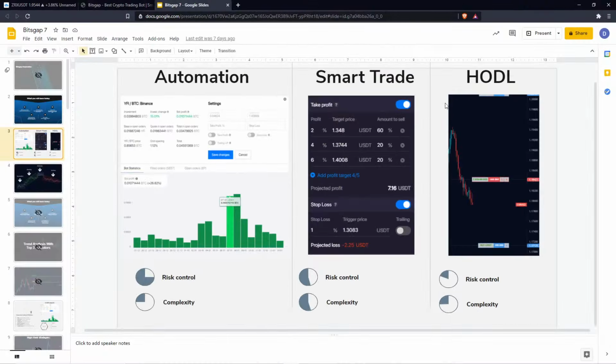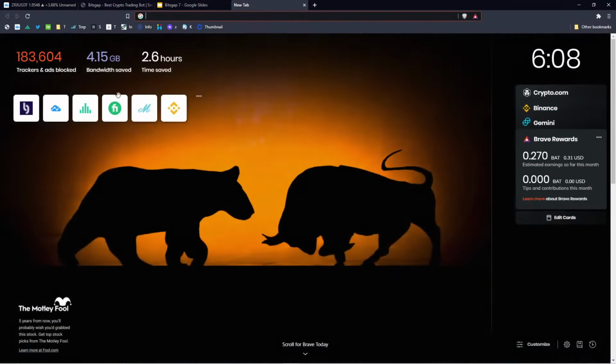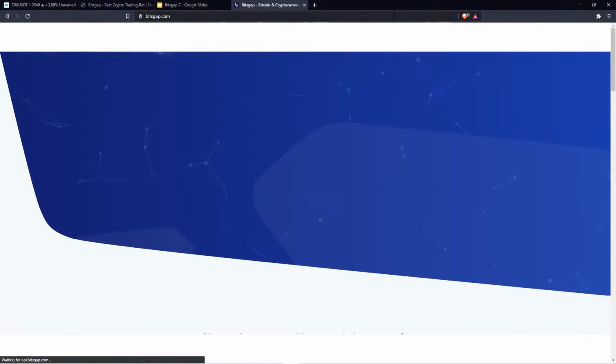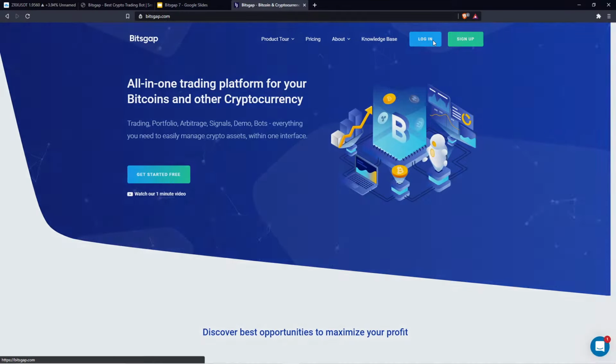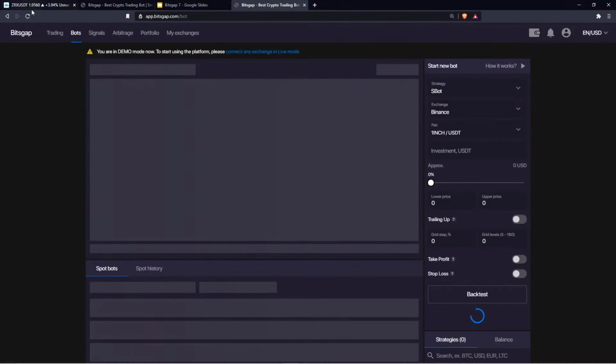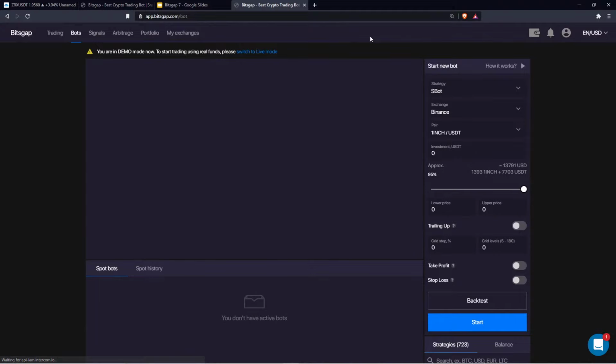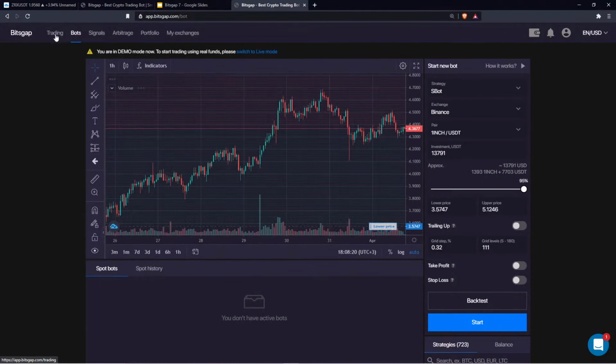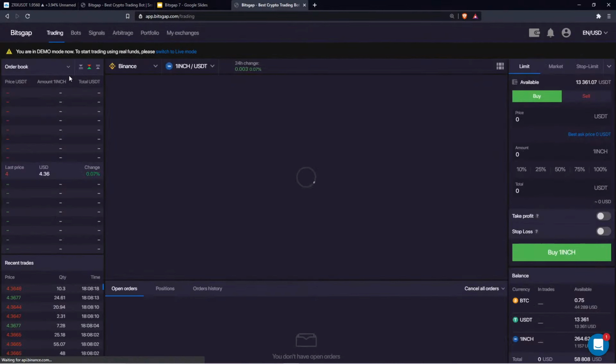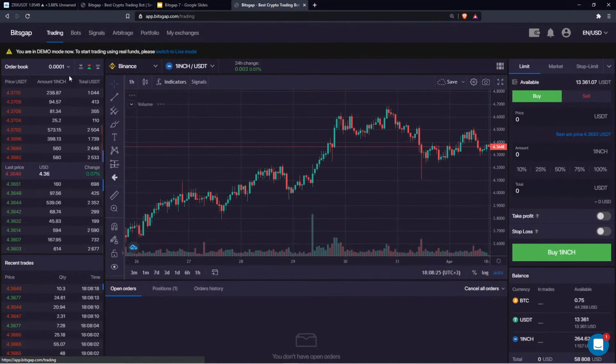So let's jump straight in. Let's go to Bitsgap. Let me just quickly open the page. I hope you won't see my email. No, it's good. So as you see, I go to the trading section. So we're gonna start here.